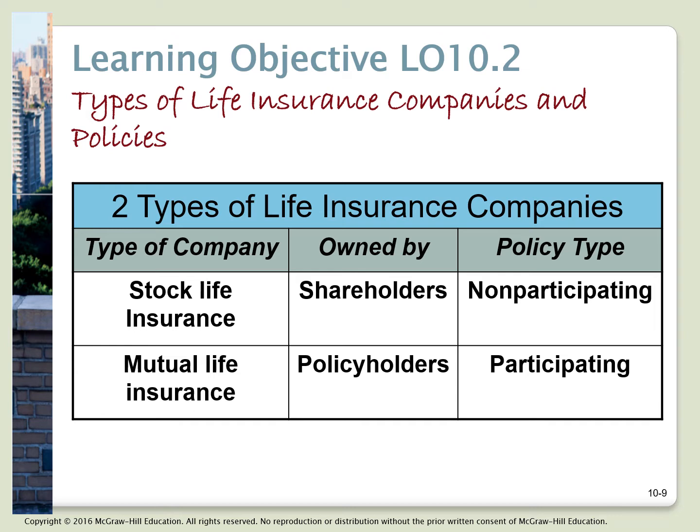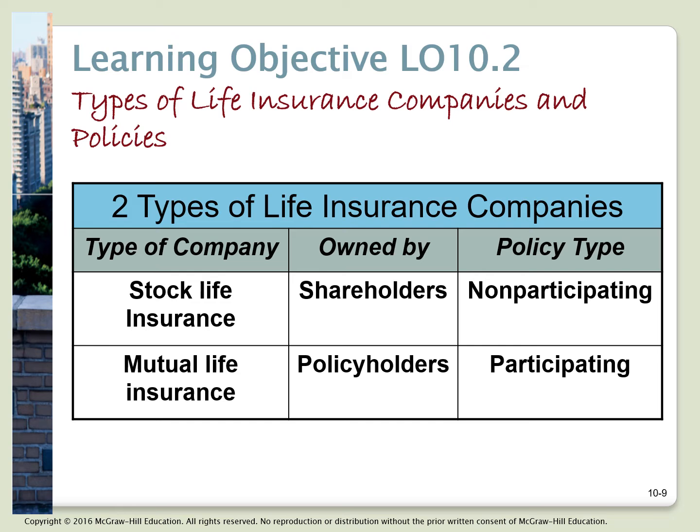So, types of life insurance companies and policies. Type of company: stock life insurance, mutual life insurance. Stock life insurance is owned by the shareholders, policy type non-participating, and mutual life insurance companies are owned by policyholders, and they are participating.